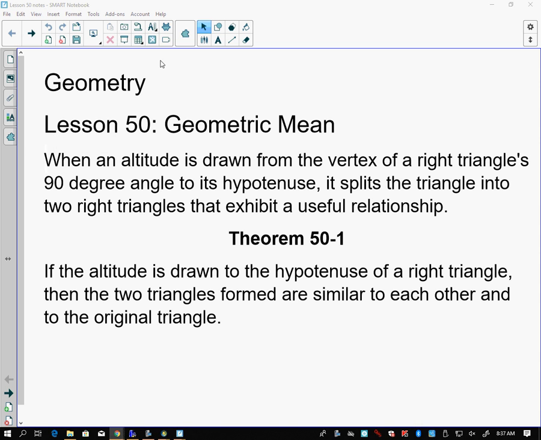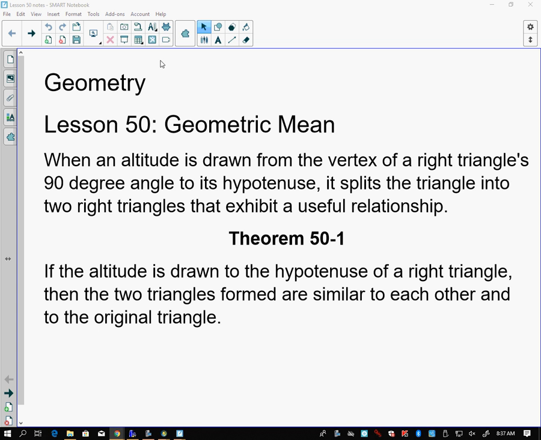All right, geometry lesson 50. Today we're going to be talking about geometric mean. Mean is an average, right? That's what we're used to seeing the word mean show up as. We're going to look at it today in terms of triangles, altitudes of triangles.